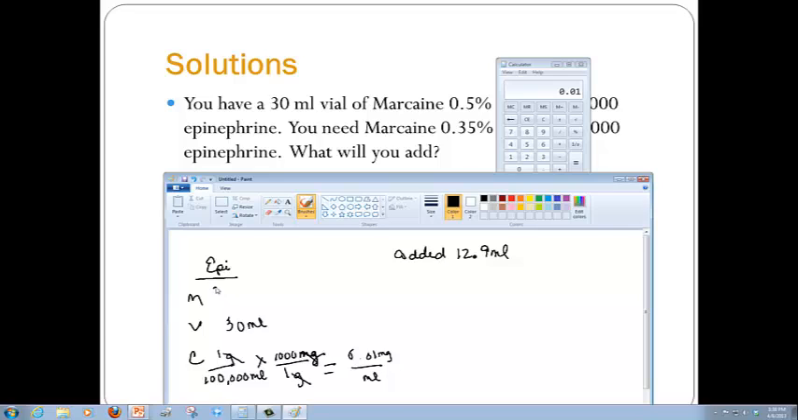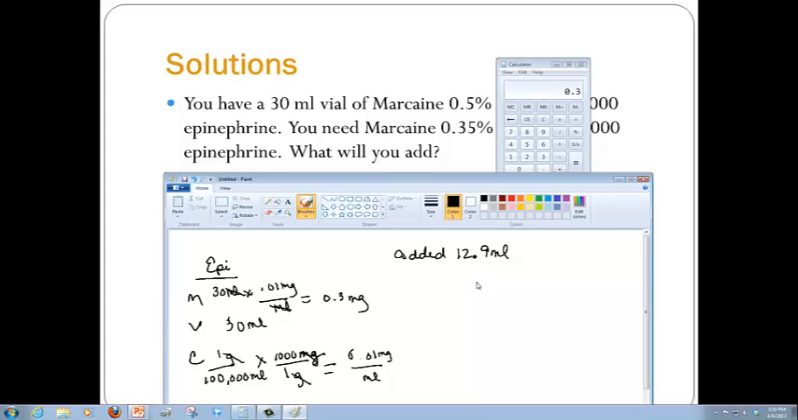The original vial contained 30 milliliters, so now we can calculate how much epinephrine drug was in the original vial. 30 milliliters times 0.01 milligrams per milliliter allows us to cancel the milliliters and gives us the amount of drug in the vial. 30 times 0.01. The original vial contains 0.3 milligrams of epinephrine drug.